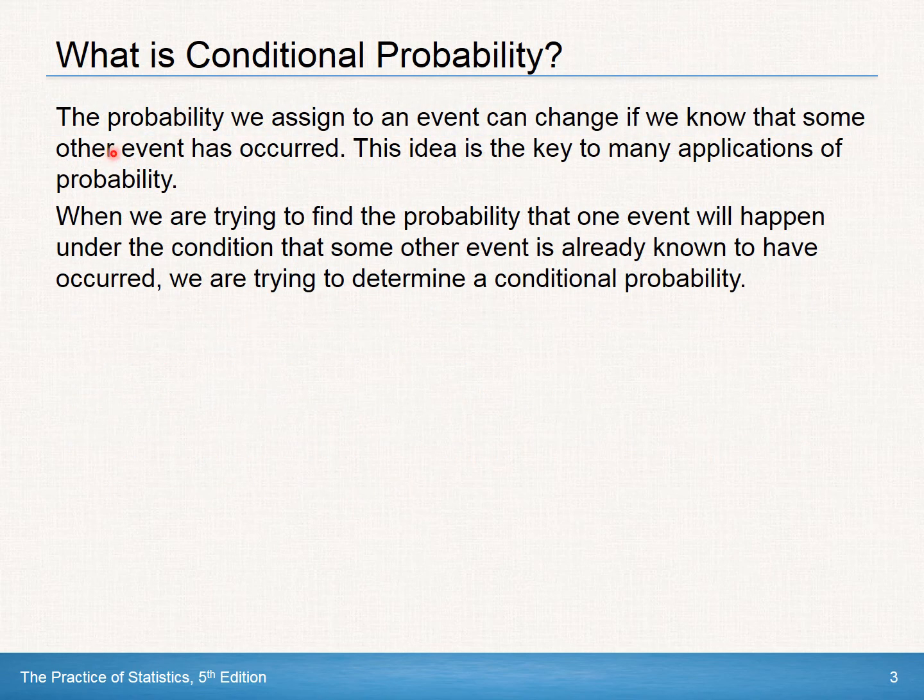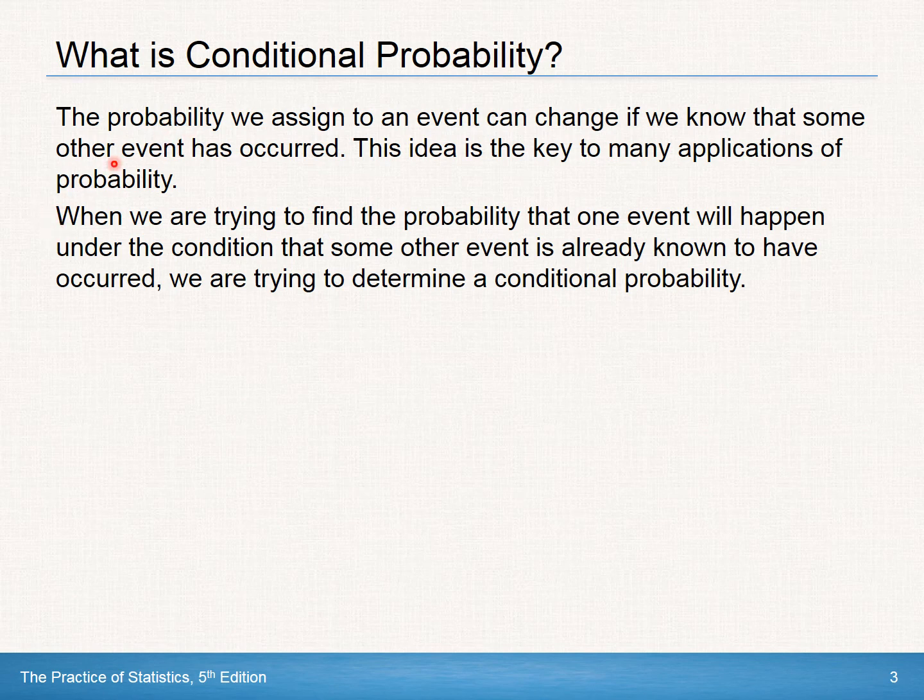So what exactly is conditional probability? We briefly took a look at it in the last section. It's the probability that we assign to an event if we know that some other event has already occurred. This is the key to many applications of probability. Given that it rained on Tuesday, what is the probability that it's going to rain on Wednesday? Given that we are looking at the male population, what's the probability that they have pierced ears? Given that we're looking at the female population, what is the probability that they have blonde hair?